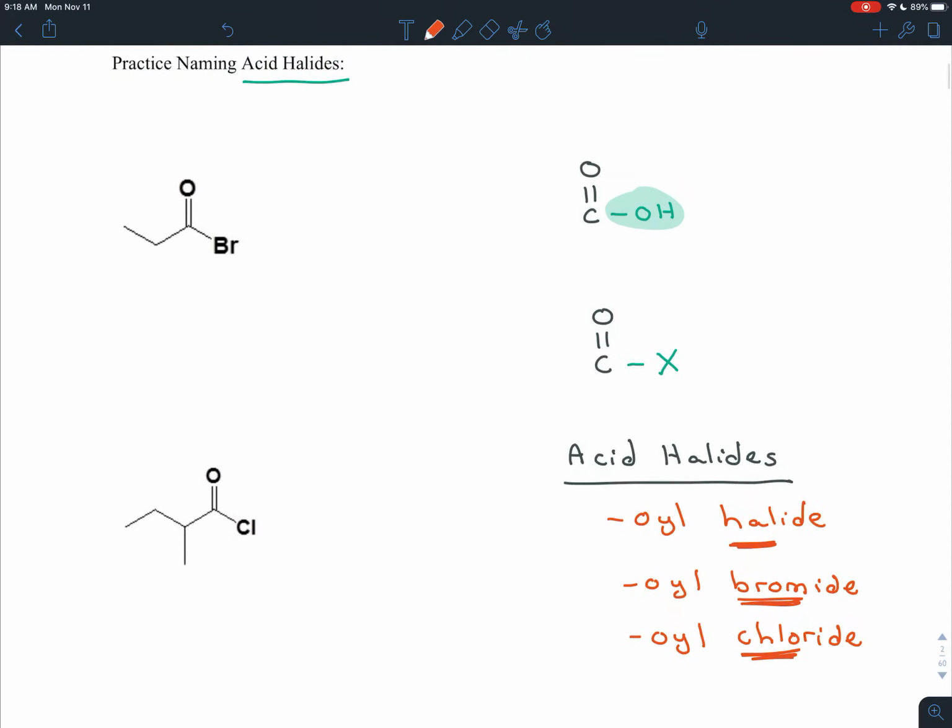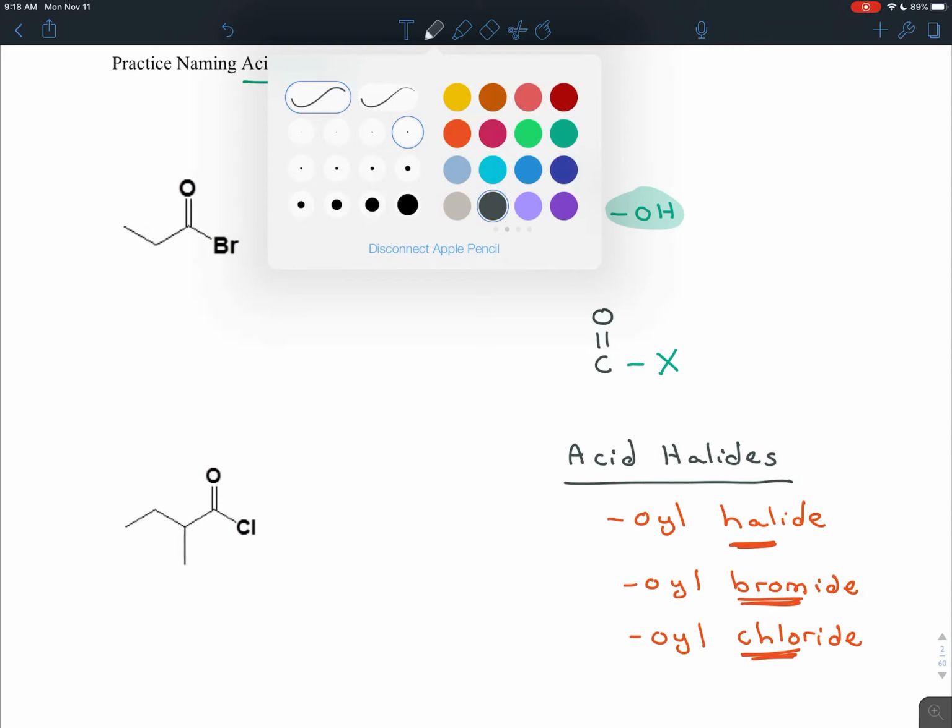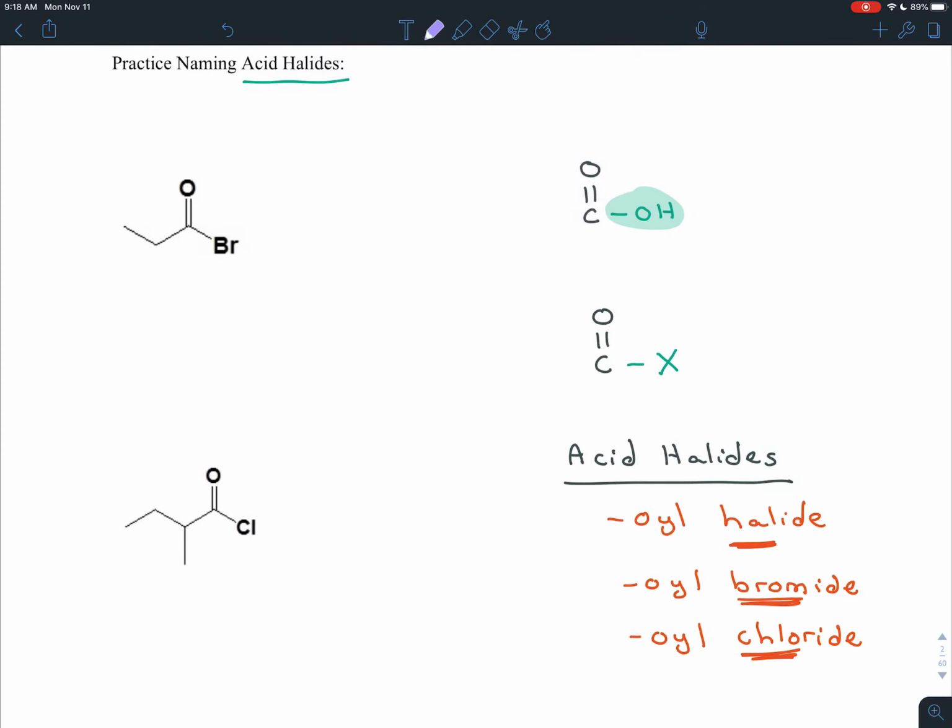Okay, so here, in this first one, we have a carbon, and notice that the similar thing happens here as we saw in carboxylic acids.